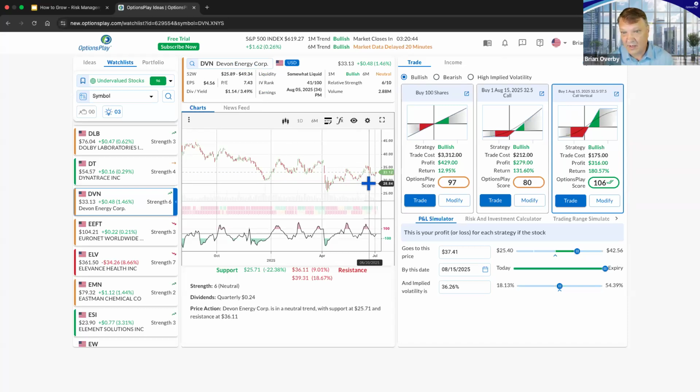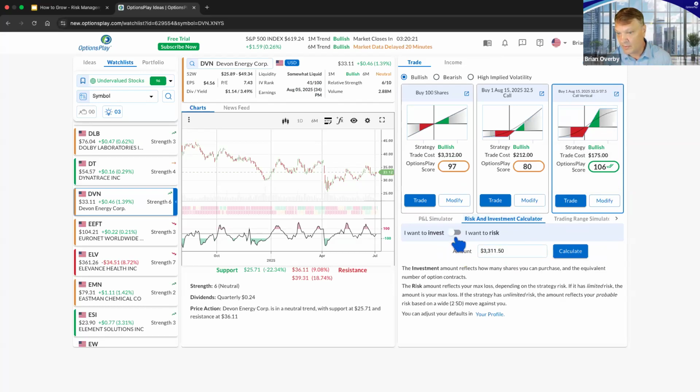The only issue here is it's somewhat illiquid, right? So if I'm going to be trading Devon Energy, DVN, the liquidity is an issue. And the platform is highlighting it for you. So I'd be much more apt to just buy 100 shares of stock in this. But let's see where the market is at. Here's our bull call vertical spread. We still got the $2,000 risk parameter here.